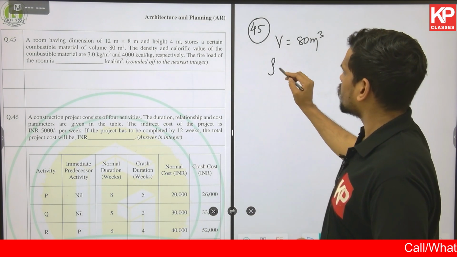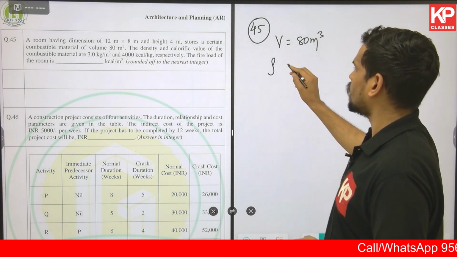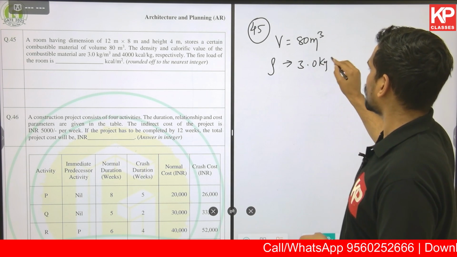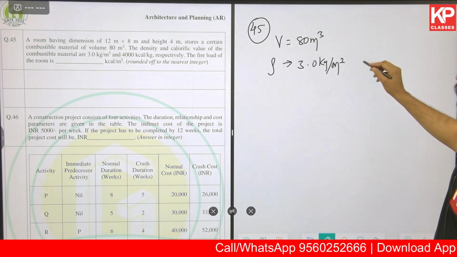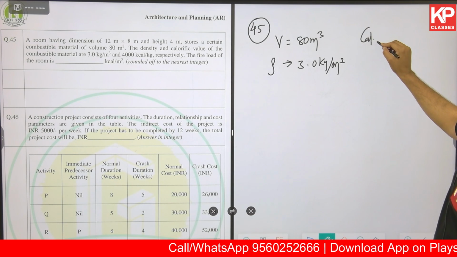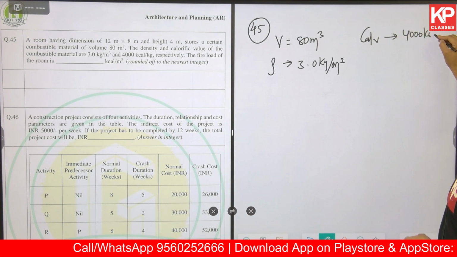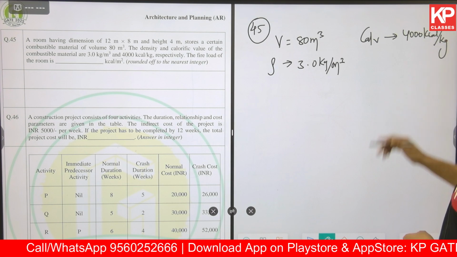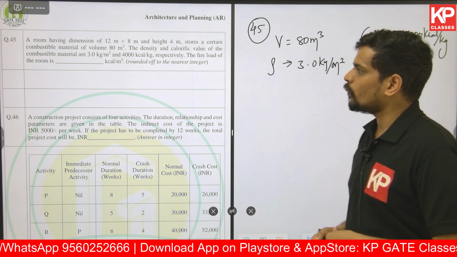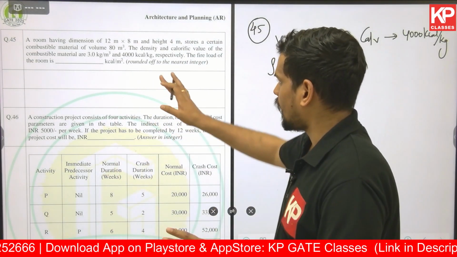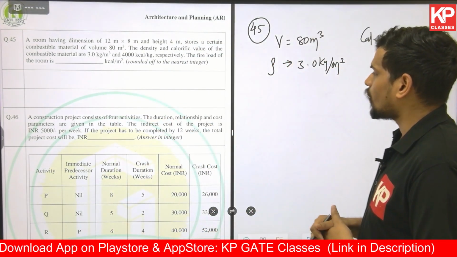The density of the combustible material and the calorific value of the combustible material are given as 3 kg per cubic meter, and the calorific value is given as 4,000 kilocalorie per kg. The fire load of the room is dash kilocalorie per square meter. So basically they're talking about the fire load density, fire load per unit area in kilocalorie per square meter.